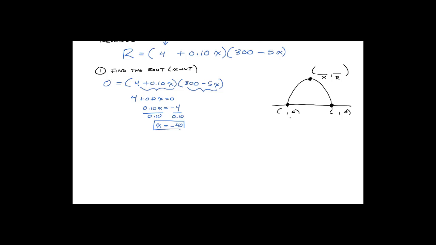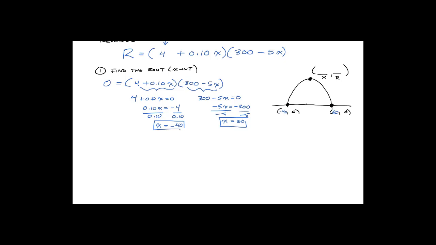So I think that'll probably be this guy. We'll write him as negative 40 over there. All right, sorry, kind of sloppy. My 4's all get squished. All right, now 300 minus 5x equals 0. Okay, so negative 5x equals negative 300. Divide both sides by negative 5. And we get x equals 60. All right, so there's our two roots.